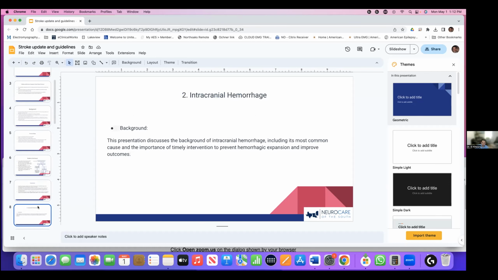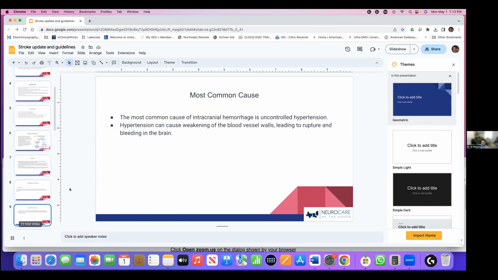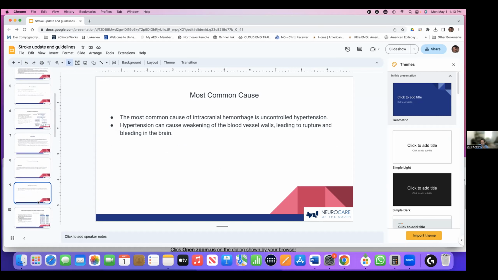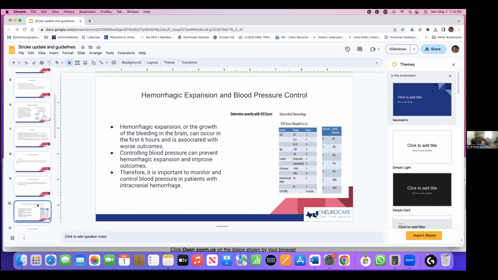Okay, so we're going to talk about intracranial hemorrhage. Very common, depending on the center, it's about 15 to 20% of all acute stroke presentations. The clinical presentation is very similar to ischemic stroke. The most common cause of hemorrhage is hypertension. Usually patients have a history of hypertension or come with very high blood pressure that needs to be treated acutely.